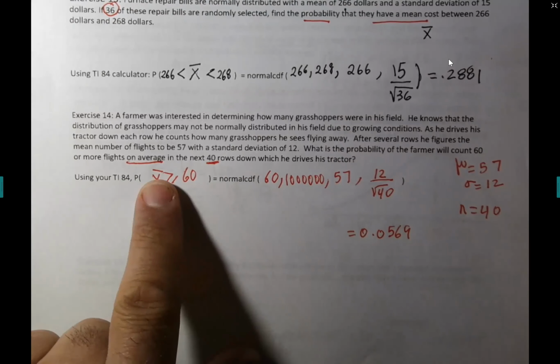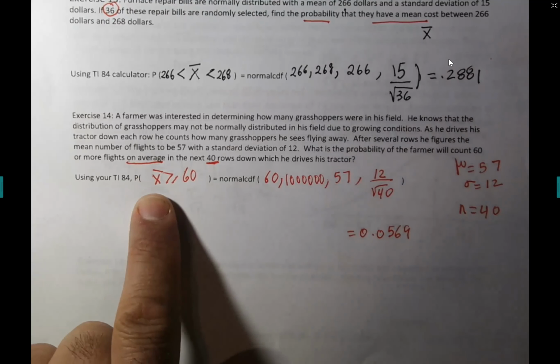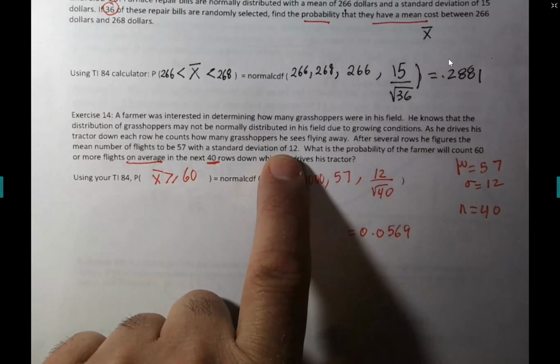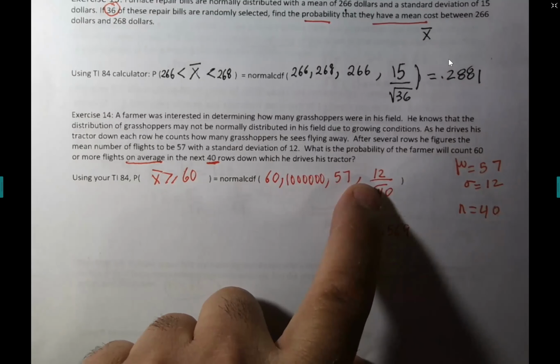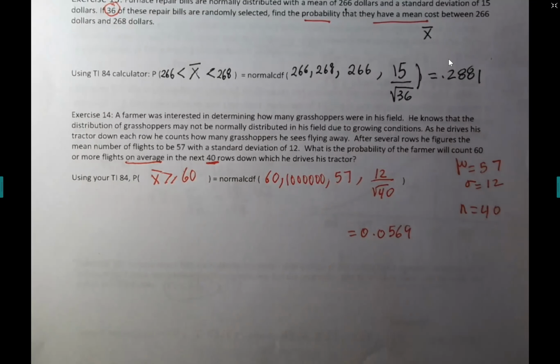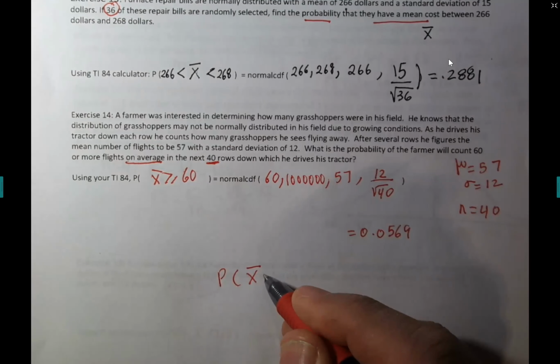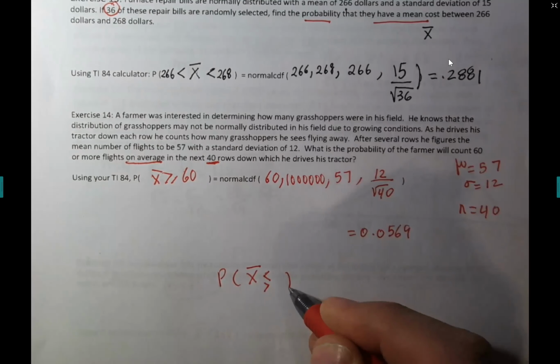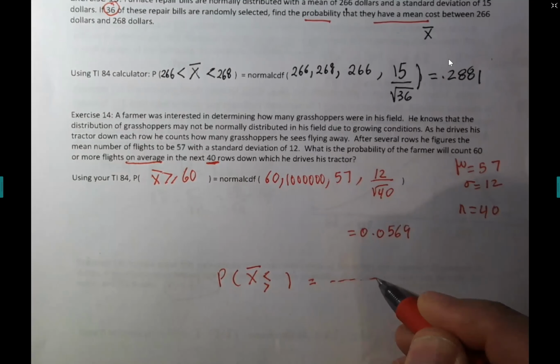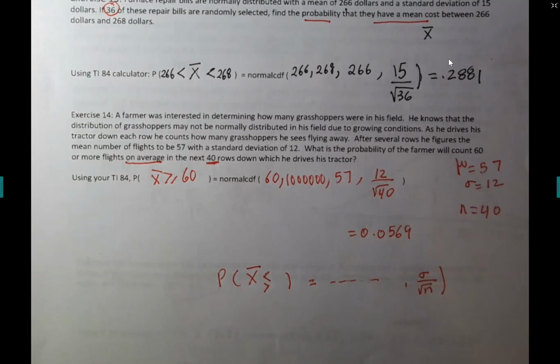So why did we do 12 divided by the square root of 40 at the end? Because the question is about the sample. When the question is about the sample, we don't use the original population standard deviation. We use the standard deviation divided by square root of n. Always. Anytime there is a question about X bar, less than, greater than, etc. When you do the normal CDF, you put sigma and then divide it by square root of n. And that's what we concluded last time when we did the central limit theorem.